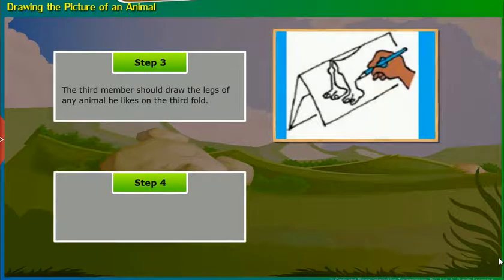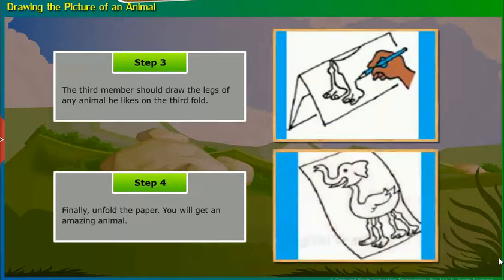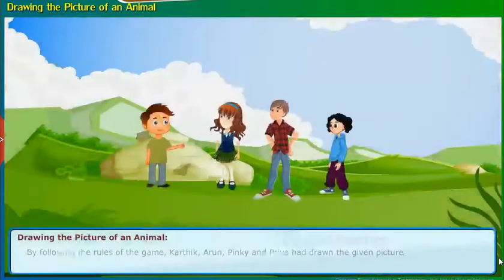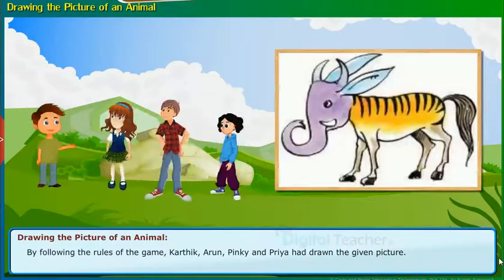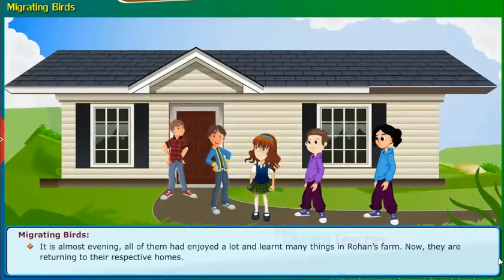Step 4. Finally, unfold the paper. You will get an amazing animal. By following the rules of the game, Karthik, Arun, Pinky and Priya had drawn the given picture. It is almost evening. All of them have enjoyed a lot and learnt many things in Rohan's farm.